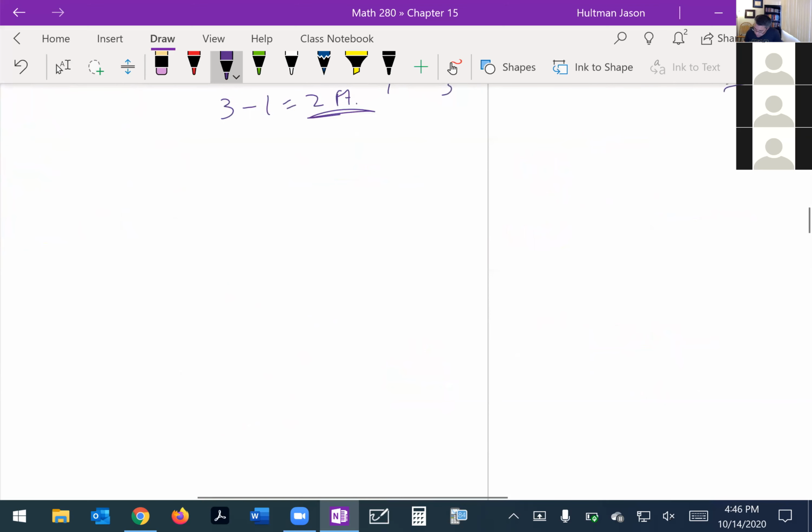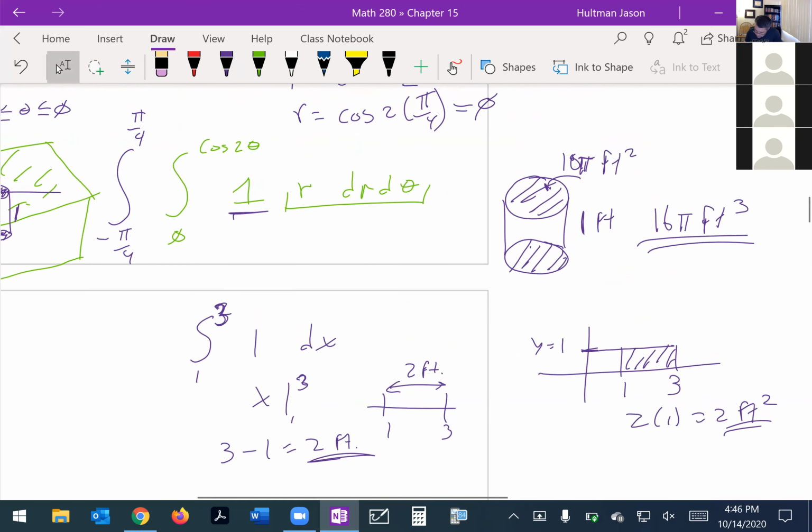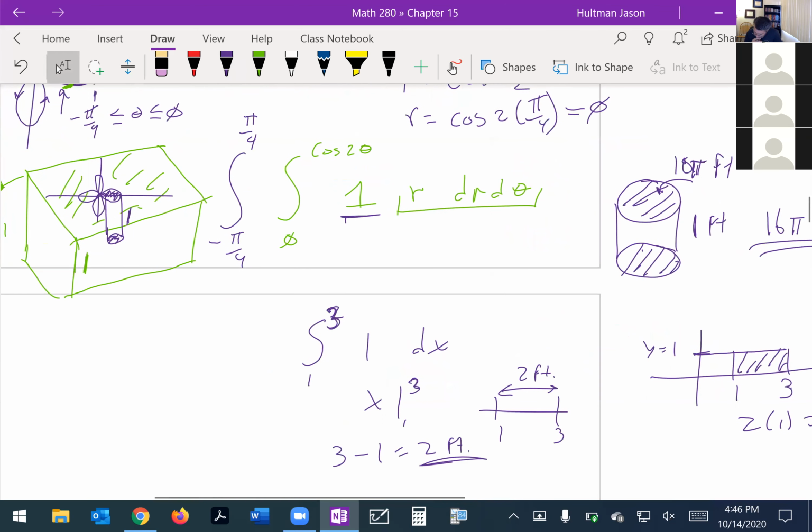Professor, I have a question about the bounds for the one that goes from negative pi over 4 to pi over 4. Would we be able to go from 0 to pi over 4 and then just multiply it by 2 since it's symmetric? Yes, you would. Okay, so let's do this. Let's do this one.